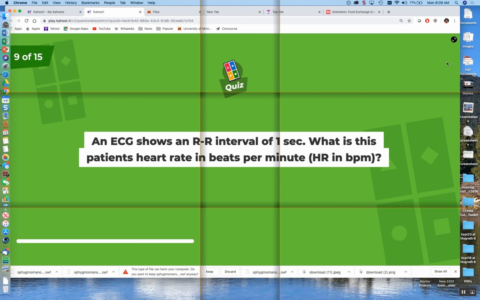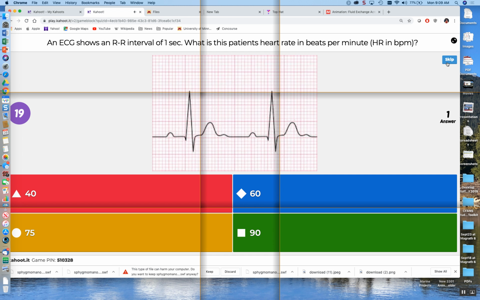An ECG shows an R to R value of 1 second. Now you might have to make a calculation. What is the heart rate? An ECG shows an R to R value of 1 second. What is the patient's heart rate in beats per minute? 40, 60, 75, or 90?